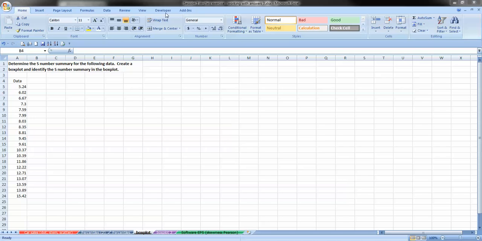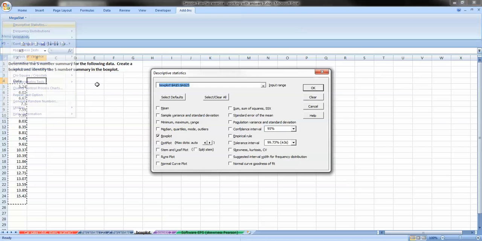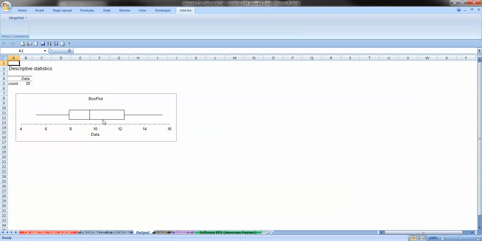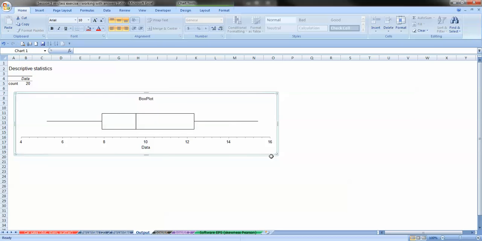What we can do, though, is in Megastat, go to Descriptive Statistics, highlight our data. Actually, I got one too many in there. Make sure we have our box plot checked. Hit OK. And there you have it. Now, again, this is a chart in Excel, so you can make it bigger to get a better clarity.